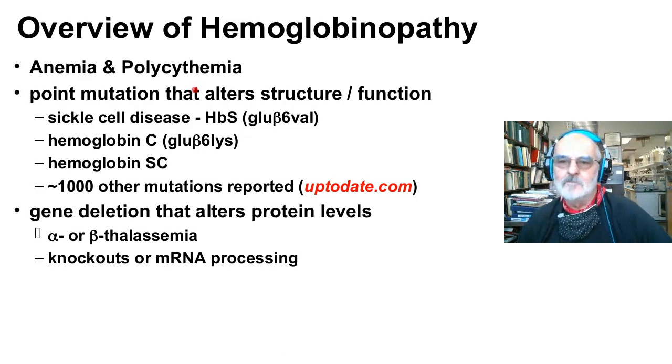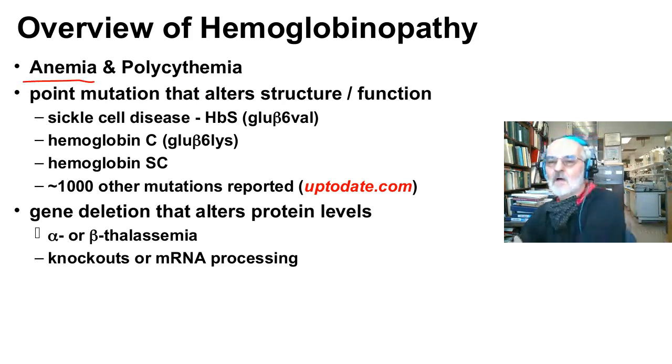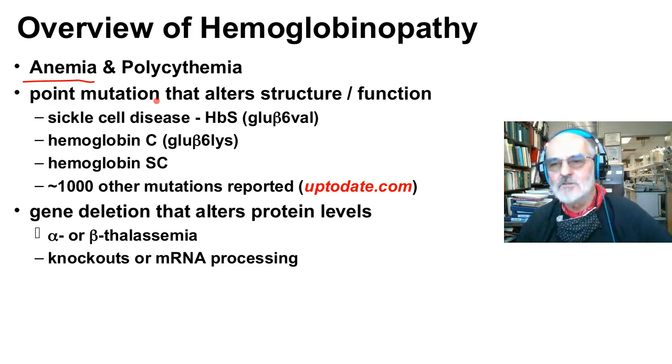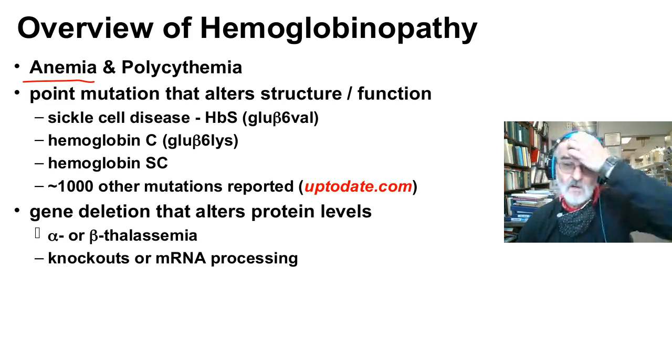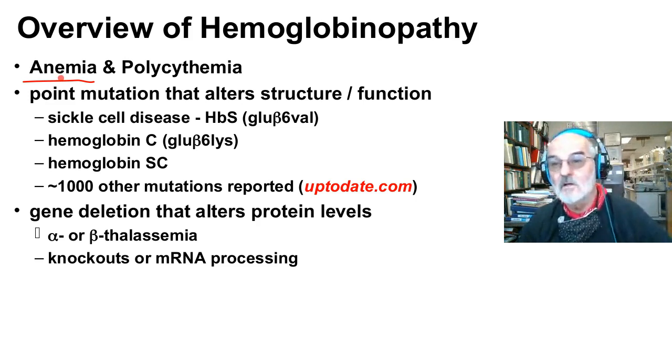Okay, so in general, the features that we're talking about is that sickle cell is basically an inherited anemia. The sickle cell characteristic destabilizes red blood cell membranes and destroys red blood cells, and so people with sickle cell disease tend to have low red blood cell, low hemoglobin concentrations. Polycythemia is the inverse. It's an increase in red blood cells.